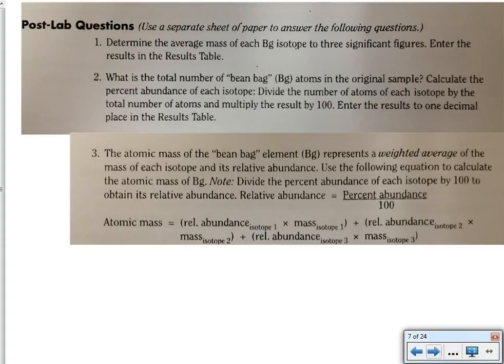This part of the video will talk about how to treat your data. So this is the post-lab portion of this video. The first post-lab question says we're going to determine the average mass of each Bg isotope to 3 significant figures and we will enter the results in the data table.